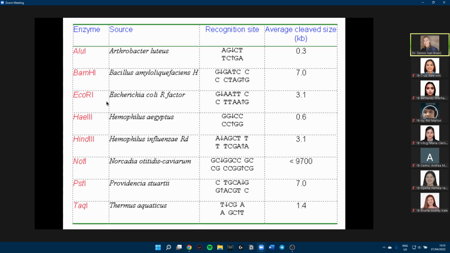And this particular restriction endonuclease recognizes and cuts GAATTC. Thus, when presented with the DNA sequence, it will scan the DNA and look for this. Once found, it will cut that DNA at this particular sequence. If you give it a DNA and it has all the other sequences but none of this, then dead end. It will never cut that DNA.